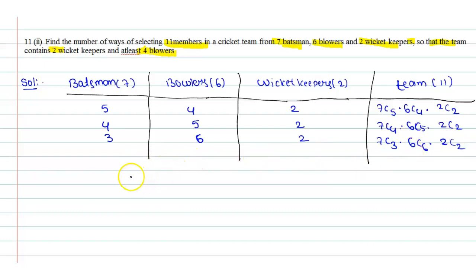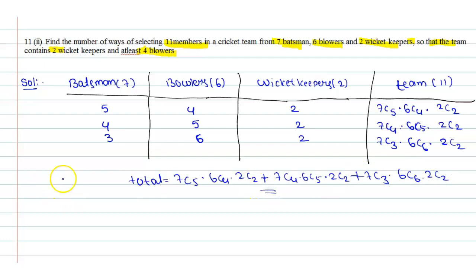So here total chances is equal to, I need to add the last column. So that is 7C5 into 6C4 into 2C2, plus 7C4 into 6C5 into 2C2, plus 7C3 into 6C6 into 2C2. This is the final answer of this question. Okay, now go for the next question.